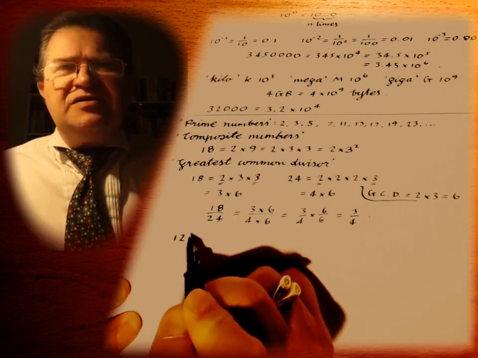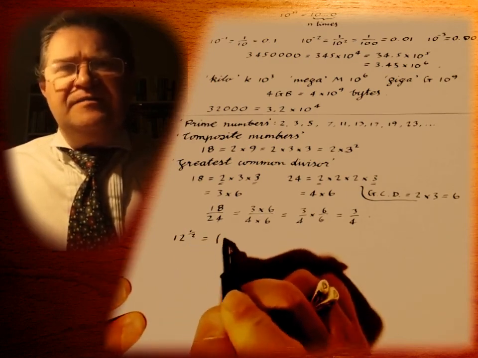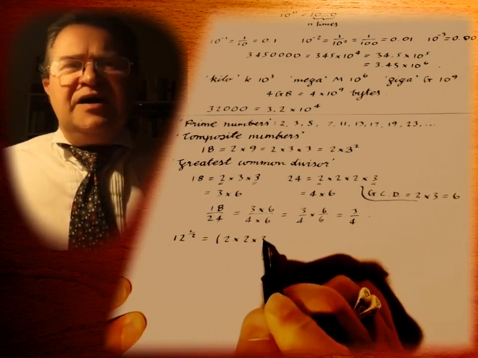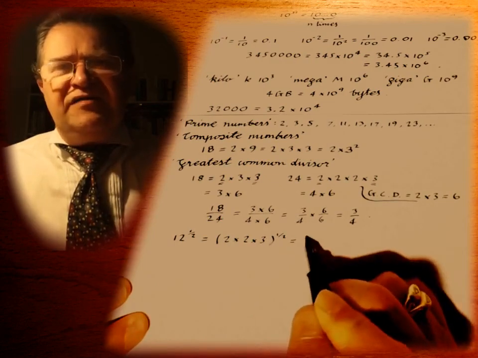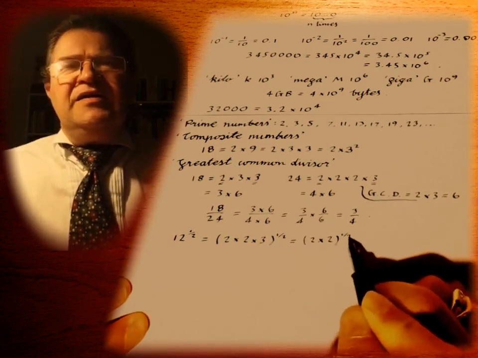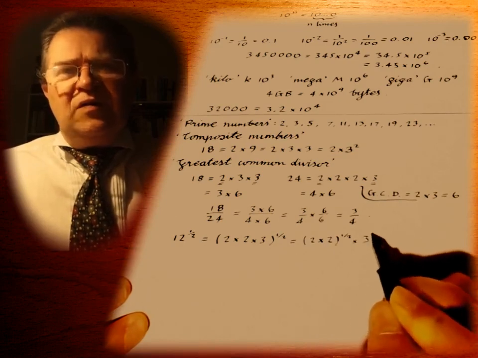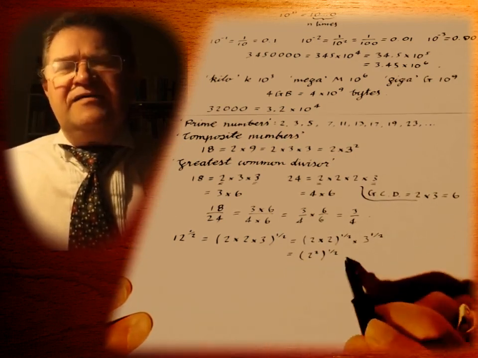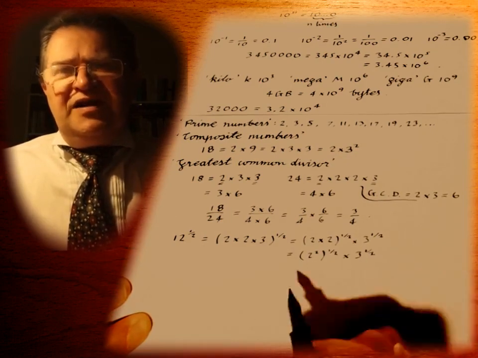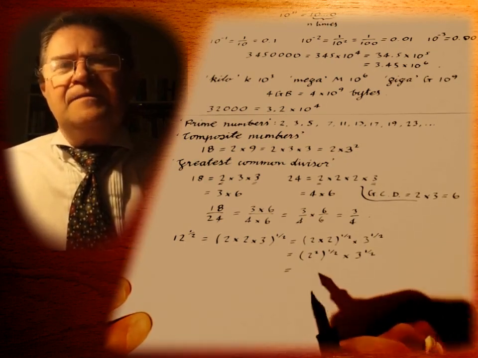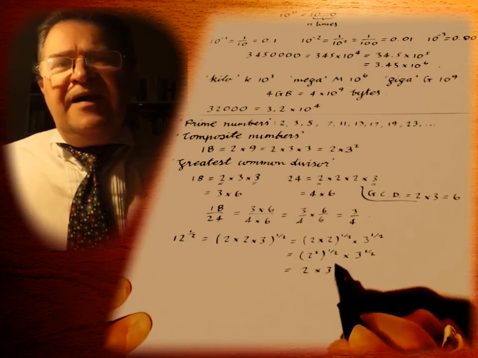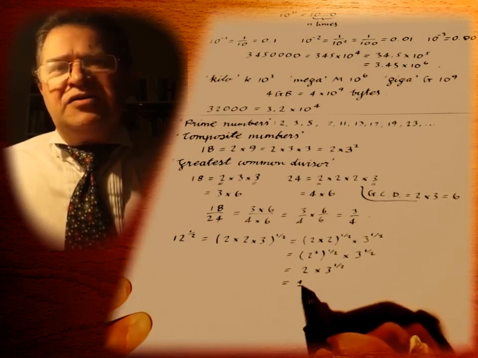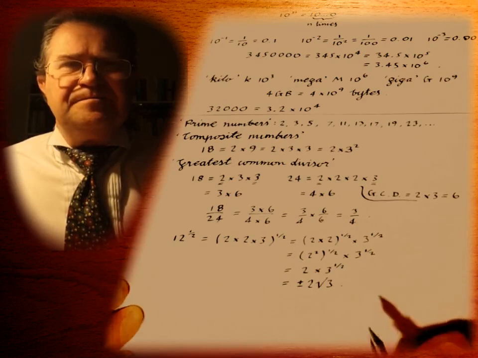This is 2 times 2 times 3 to the half, and that's 2 times 2 to the half times 3 to the half, and that's 2 squared to the half times 3 to the half, and that's just 2 times 3 to the half, and that is plus or minus 2 root 3.